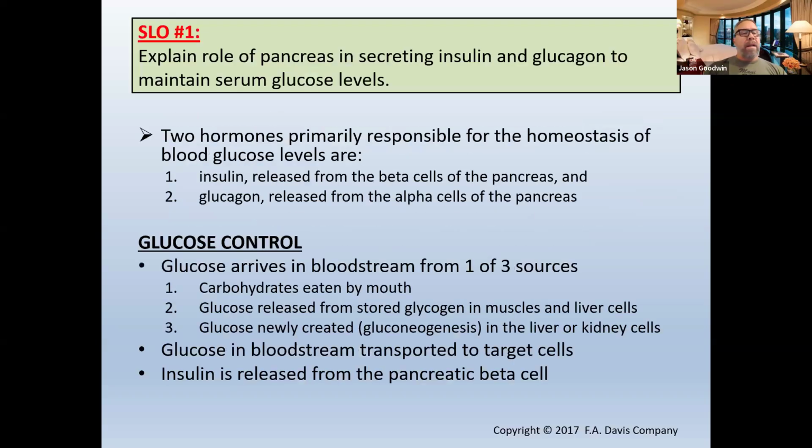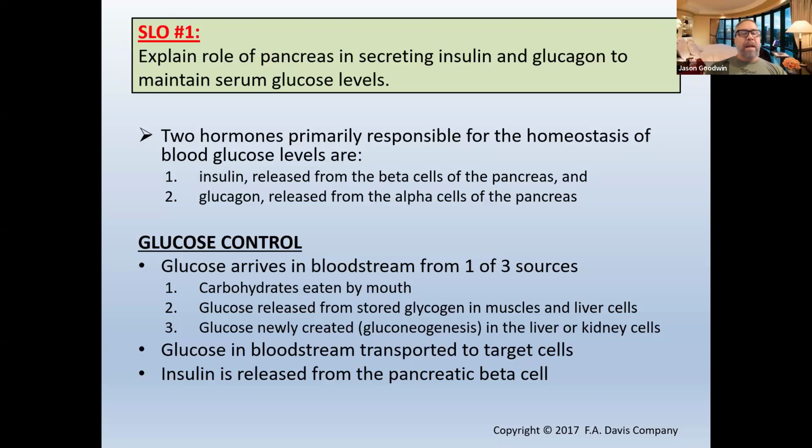Okay, so this is SLO one. Explain the role of the pancreas in secreting insulin and glucagon to maintain serum glucose levels. So let's start with the two hormones that are primarily responsible for the homeostasis of blood glucose. Okay, you have insulin and glucagon.